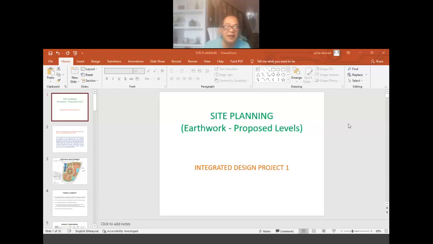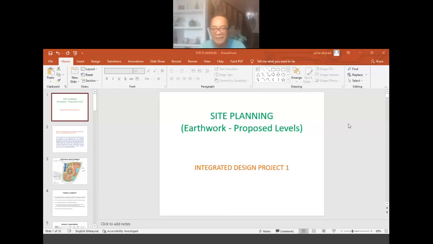So you might choose to modify certain levels, not the whole site, tak perlu modify the whole site, but just modify certain levels so that you can achieve a better overall volume, and this would cause the cost of the earthwork to come down.